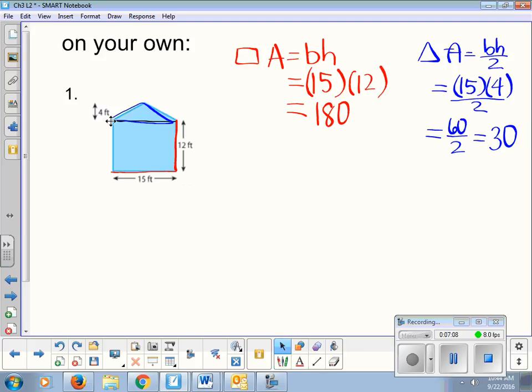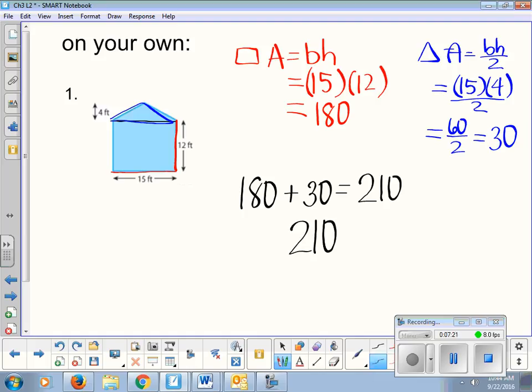What's our last step for this? Add them together. So we have 180, which is our rectangle, and 30, and when you add them together, we get 210. What is our units here? Feet, and since it's area, we have units squared.